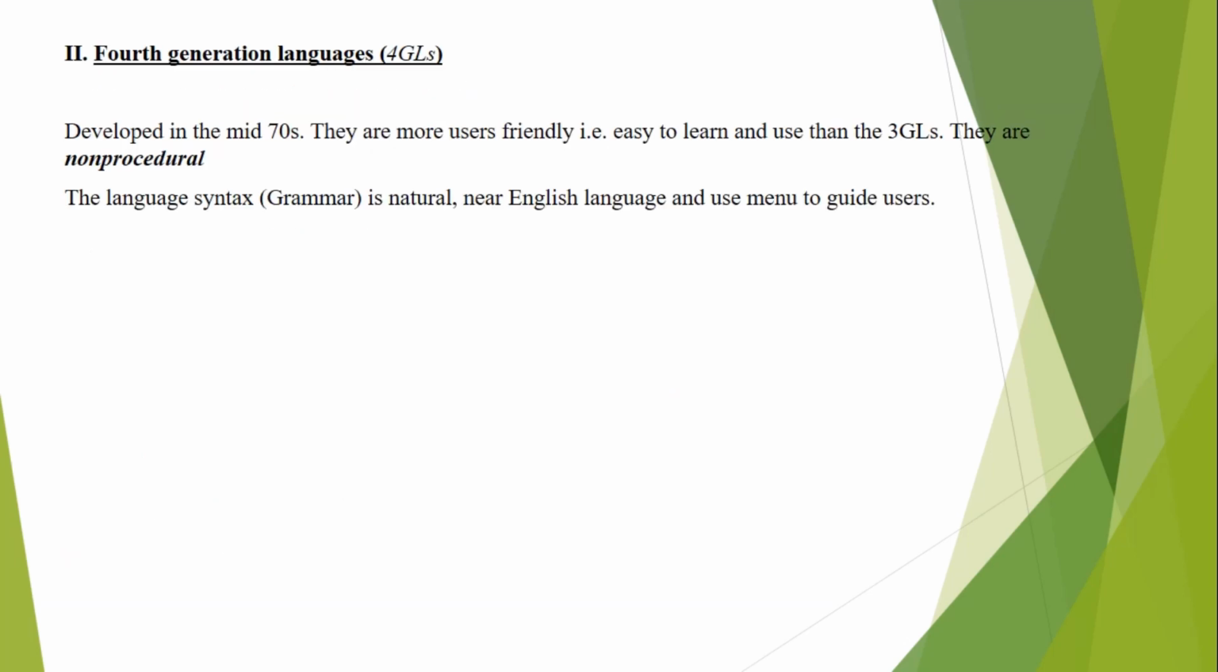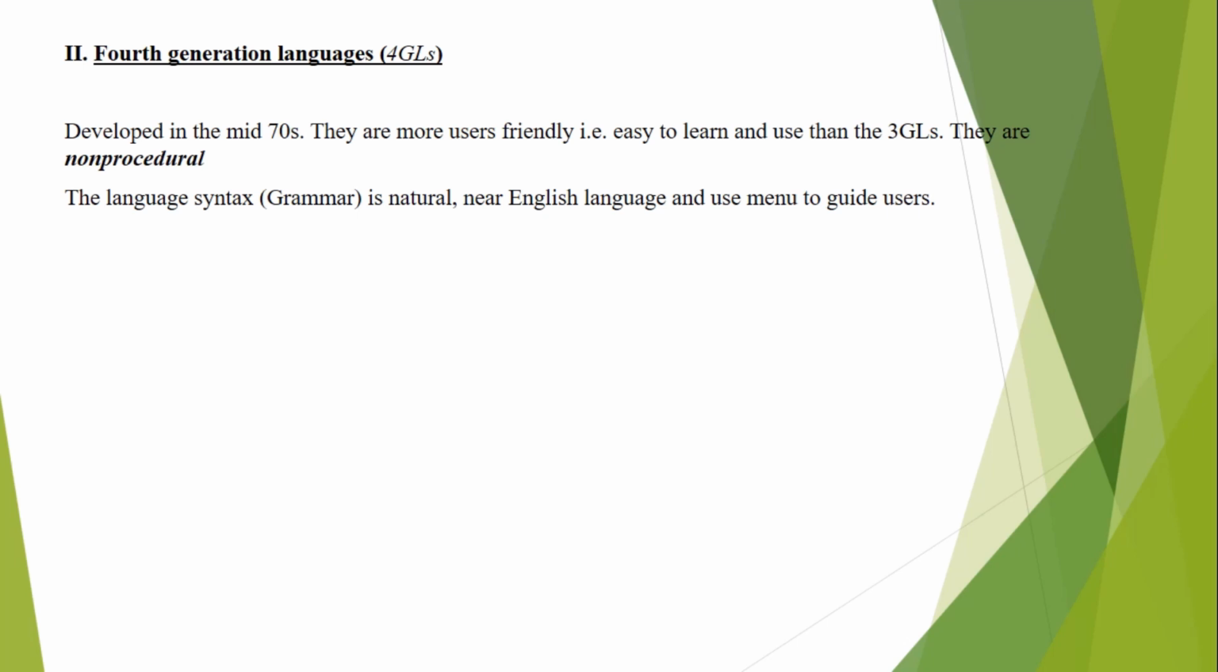The fourth generation languages, or the 4GLs, were developed in the mid-1970s, and they are more user friendly, that is, easier to learn and use than the 3GLs. So the more the generations continue, the easier they become. They are non-procedural. The language syntax, or the grammar, is natural, almost pure English. We say near. It's not pure English, but it's near English, and we use menus to guide the user. Examples in this case are Visual Basic, Delphi, Pascal, Visual COBOL, C++.